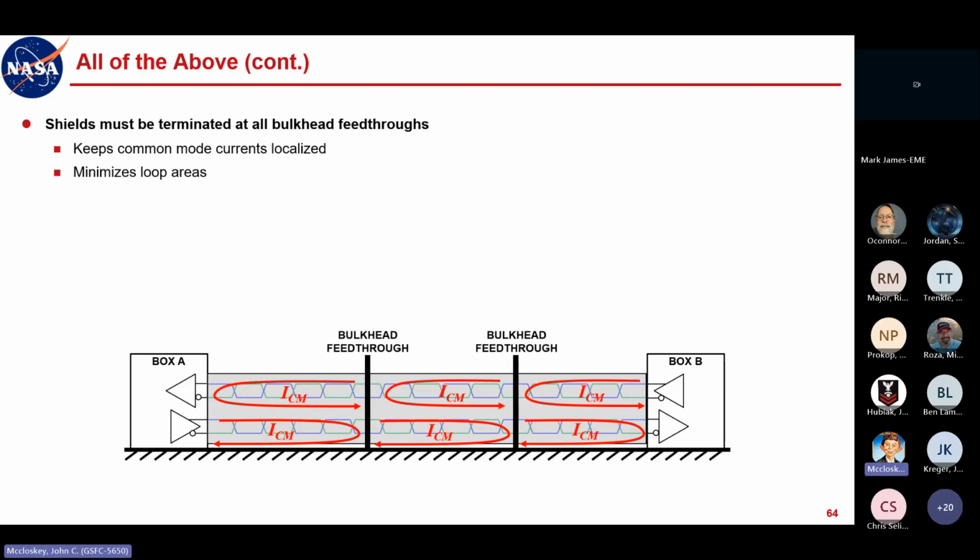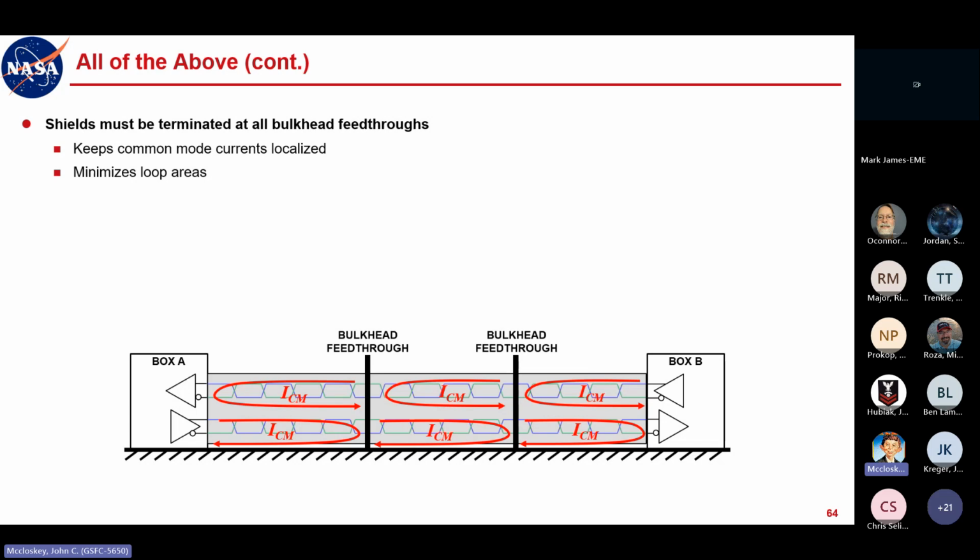Now, it's very common on spacecraft where you're routing cables through bulkhead feed-throughs. It may not even be on a spacecraft. It could be thermal vac, it could be the EMI test chamber, any kind of test configuration or what have you. You may be routing these cables through bulkhead feed-throughs. And if these are indeed bulkhead feed-throughs that are mounted to structure, you want to terminate those shields at every opportunity. So it keeps those common mode currents localized and it minimizes loop areas.